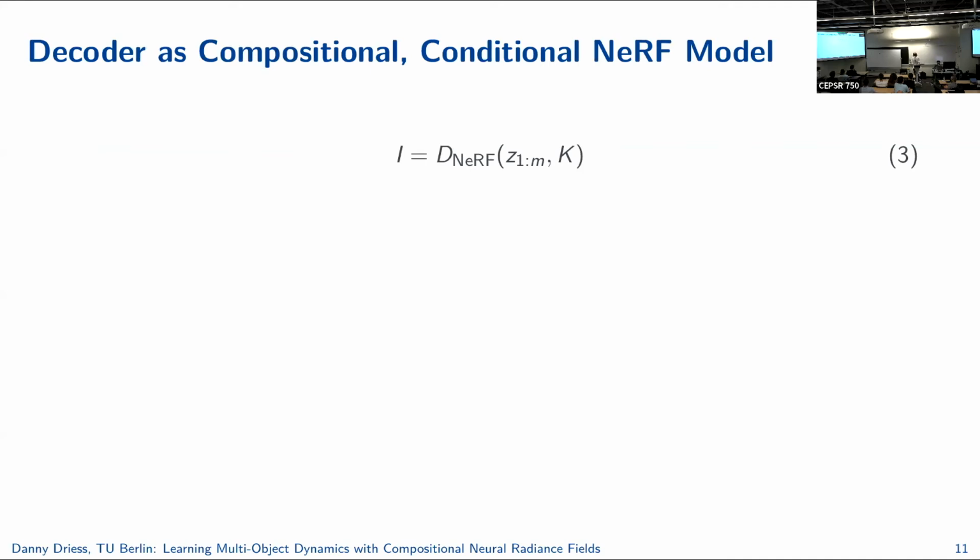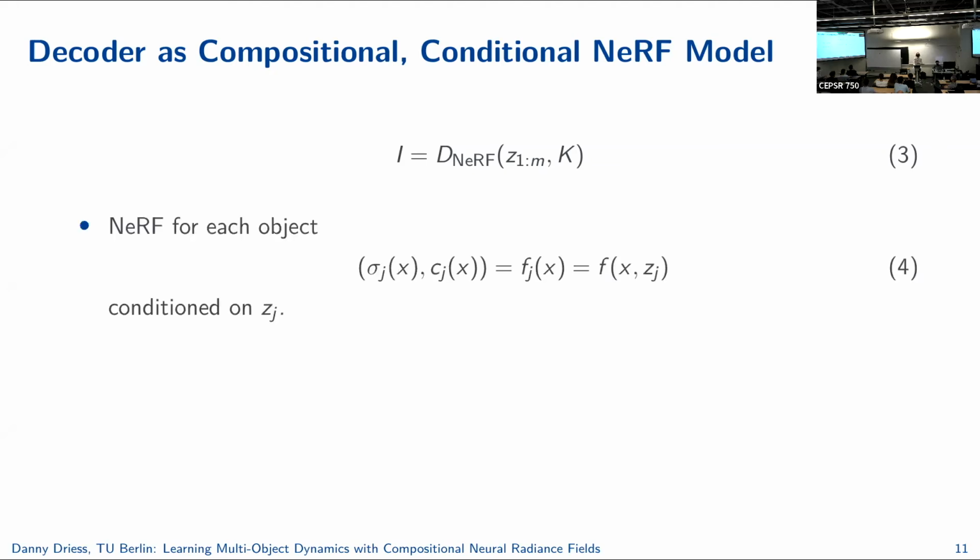Okay, so now that we are able to generate a set of latent vectors describing the scene, we render it back to an image with compositional neural radiance fields. And how does this work? So we now associate a neural radiance field with each object separately. A neural radiance field outputs two things, namely a density and a color at a 3D location. And these two outputs are now conditioned on the latent vector corresponding to one of these objects.